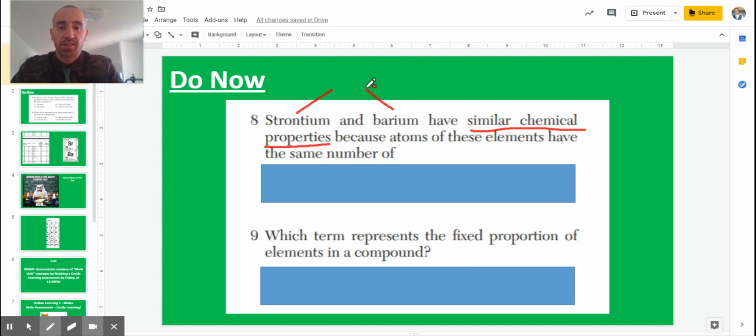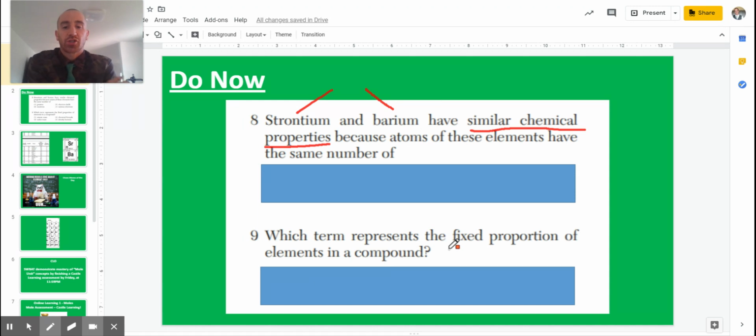Maybe you don't know what similar chemical properties should mean, but maybe you know that you have a reference table with you. You can go look at strontium and barium and see where they are on the reference table. What do you notice about that? So those are the 2 main connections I would try to make to number 8.